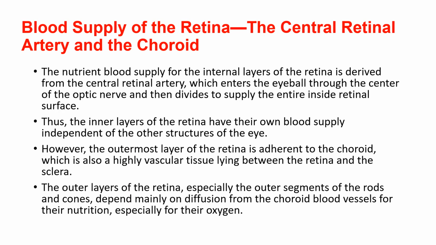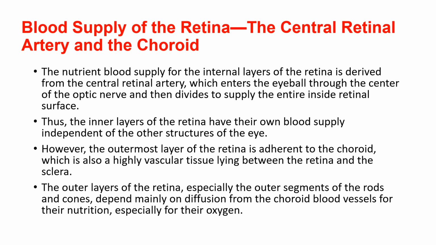Blood supply of the retina: the central retinal artery and the choroid. The nutrient blood supply for the internal layers of the retina is derived from the central retinal artery, which enters the eyeball through the center of the optic nerve and then divides to supply the entire inside retinal surface. Thus, the inner layers of the retina have their own blood supply independent of the other structures of the eye.